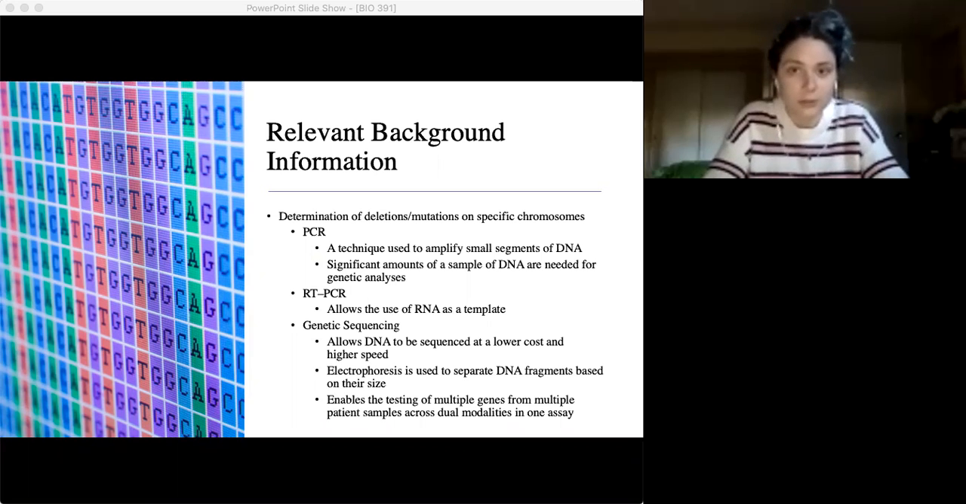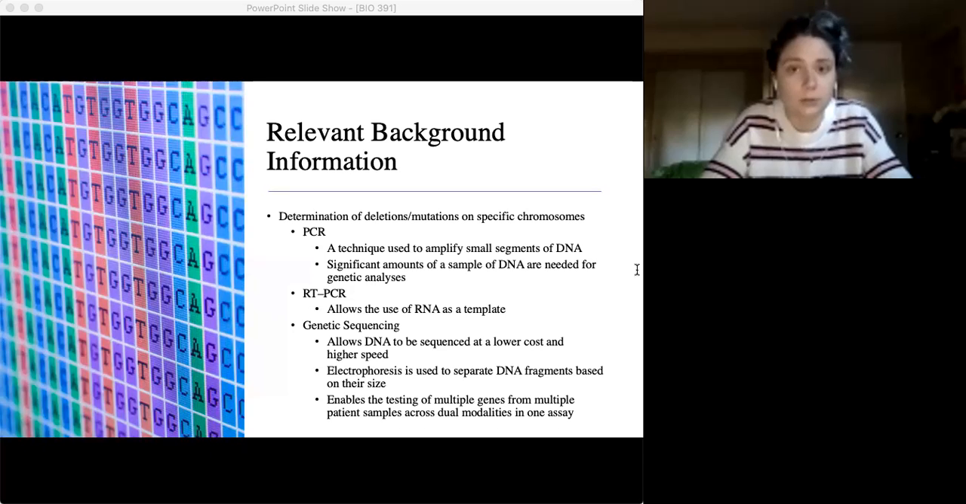So in order to determine the deletions or mutations on specific chromosomes, scientists use three main methods, and one of these is PCR. PCR is a technique that is used to amplify small segments of DNA. This process can be completed as many as 30 to 40 times. It is important because significant amounts of DNA are needed for analyzing genes, and this would not be possible without PCR amplification.